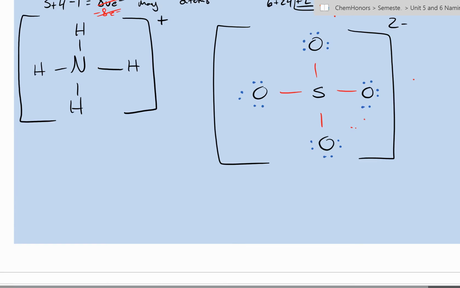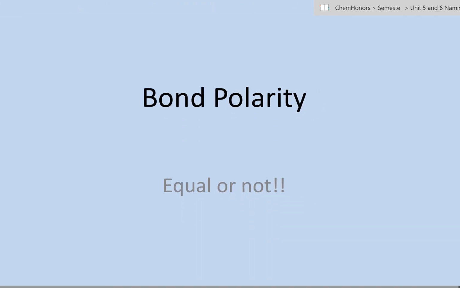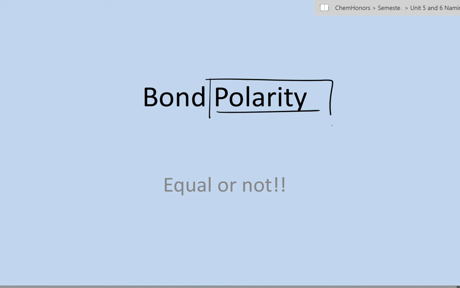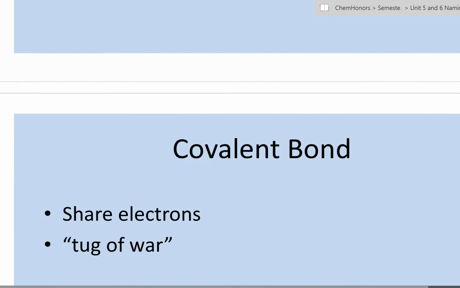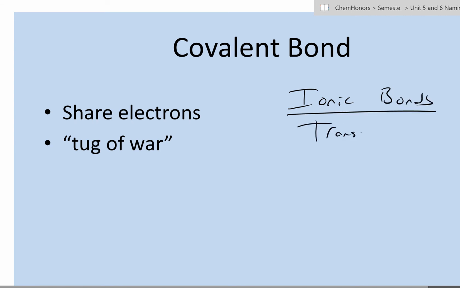All right, so one other thing we're going to talk about is bond polarity. With covalent bonds, there is a term called polarity which can come into play with different types of covalent bonds. Covalent bonds share electrons. It's a tug of war, whereas ionic bonds transfer electrons. In covalent bonds, it's very important that we realize they're sharing the electrons.